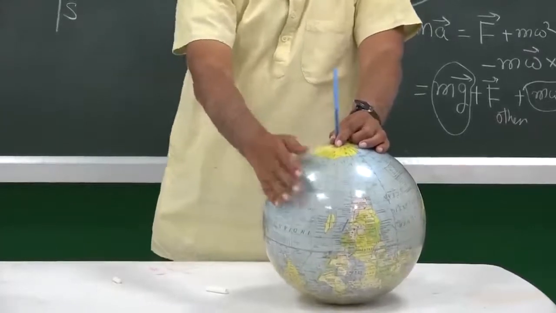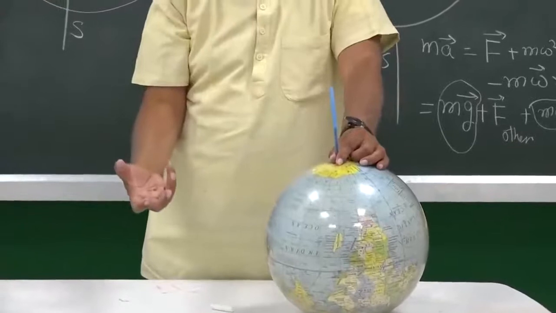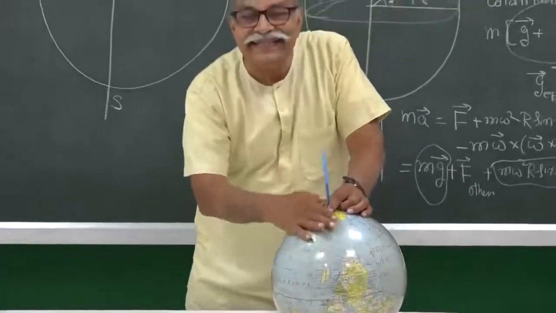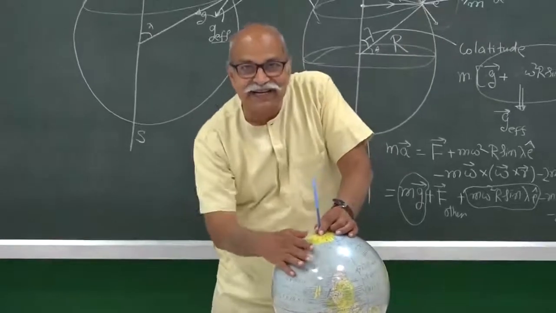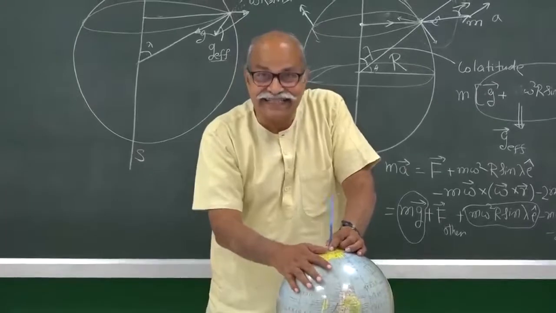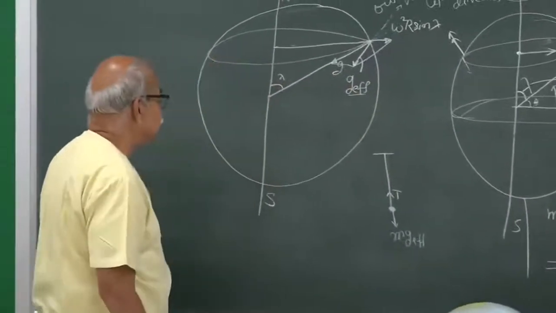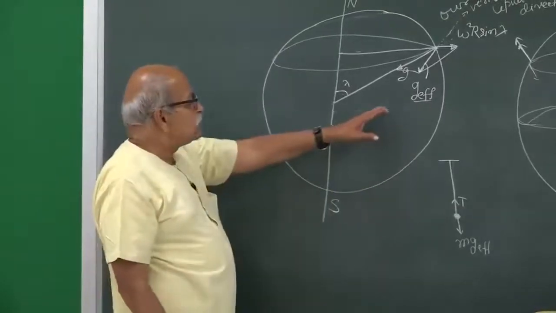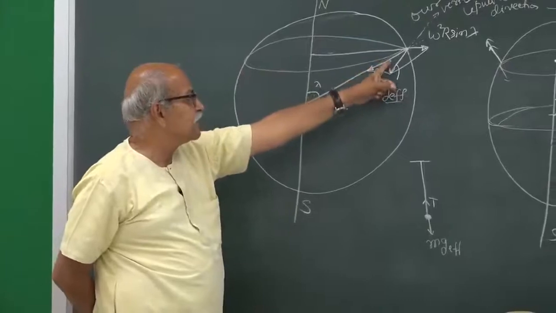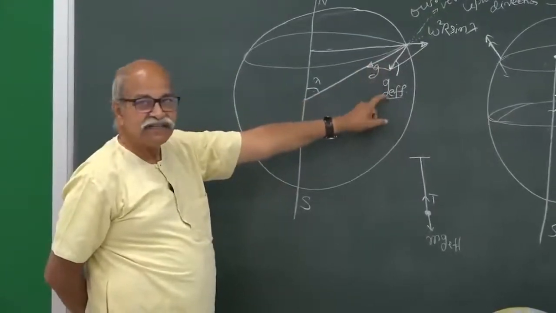But when we are determining the horizontal plane using a water level or whatever, it is not the tangent, it is slightly different. It is perpendicular to g effective and not g. So, that is the situation. Now, let us see how much is the effect, how much is this deviation angle, how much is the difference between this g and this g effective.